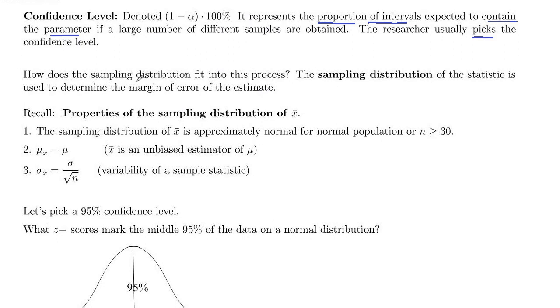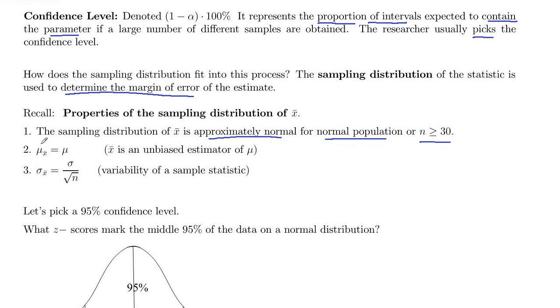So how does the sampling distribution fit into this process? Well, the sampling distribution of our statistic is actually going to be used to determine that margin of error for our estimate. So let's remember the properties of our sampling distribution of X bar, the sample mean. That sampling distribution of X bar is going to be approximately normal if either the population is normal or n is greater than or equal to 30. So if you've got a normal population, the sampling distribution will be normal for all sample sizes. If the population, the parent distribution, is not normal, then as long as n is greater than or equal to 30, the sampling distribution will be normal.